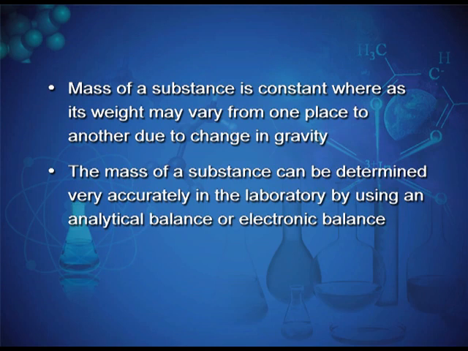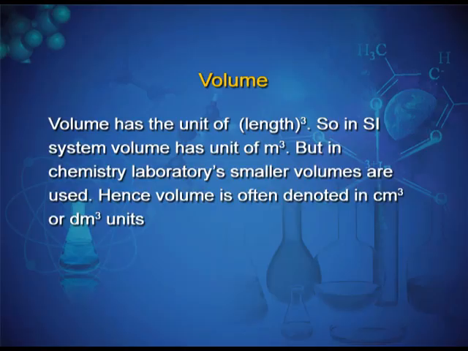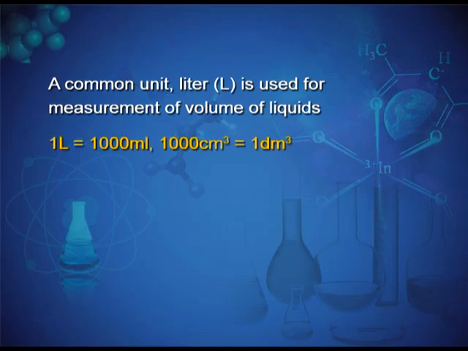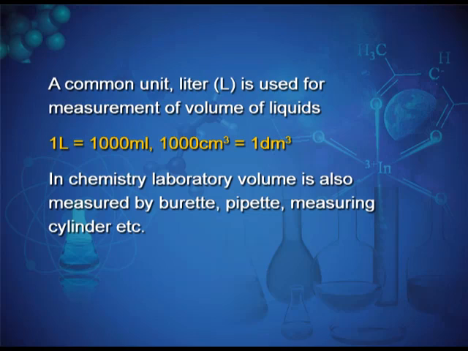Volume. Volume has the unit of length cubed. So, in the SI system, volume has the unit of meter cubed. But in chemistry laboratories, smaller volumes are used. Hence, volume is often denoted in centimeter cubed or decimeter cubed. A common unit, the liter, is used for the volume of liquids, where 1 liter is equal to 1000 milliliters, and 1000 centimeter cubed is equal to 1 decimeter cubed. In a chemistry laboratory, volume is also measured by burette, pipette, measuring cylinder, etc.